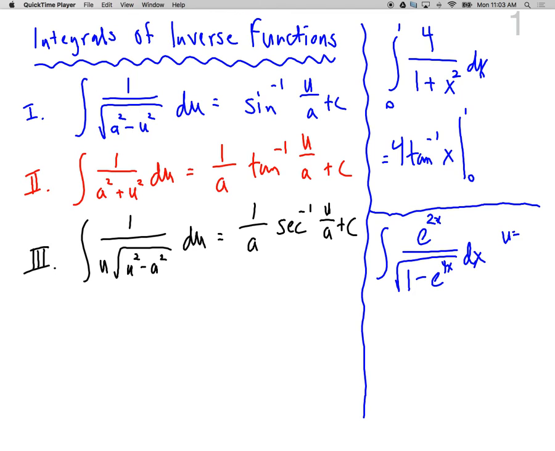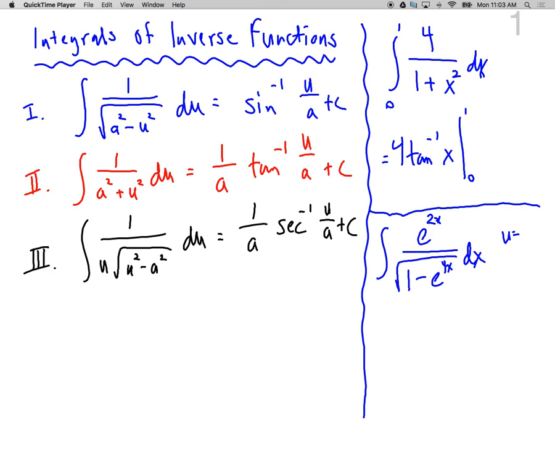What's U? E^x. 1 minus e... Wouldn't it be 2x? Square root of 1 minus e to the 4x. So e to the 2x over the square root of 1 minus e to the 4x. We've got to try 1 minus, or Q. Pretty sure it's 1 minus e to the 4x.